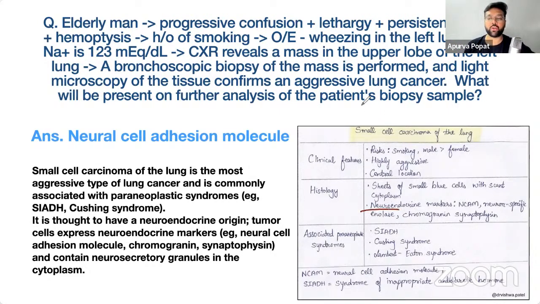So that's a neuroendocrine tumor. Apart from that, it can also release cortisol, and you can get Cushing syndrome because of that. You can get autoantibodies against the presynaptic calcium channels, and as a result you can get Lambert-Eaton syndrome as well. So that's small cell carcinoma, and you can get NCAM, neuronal cell adhesion molecule, which is CD56 positive.